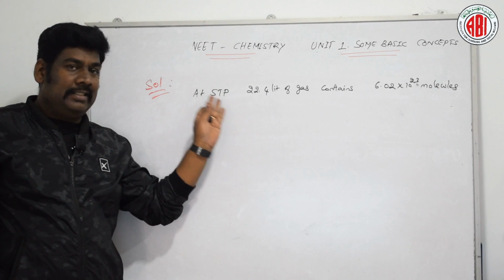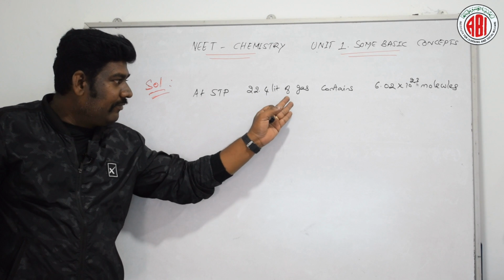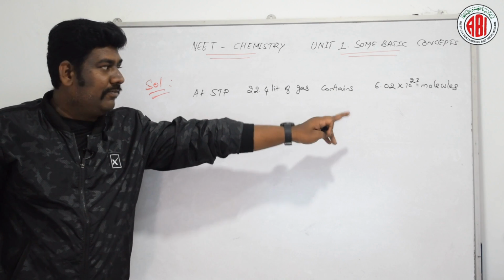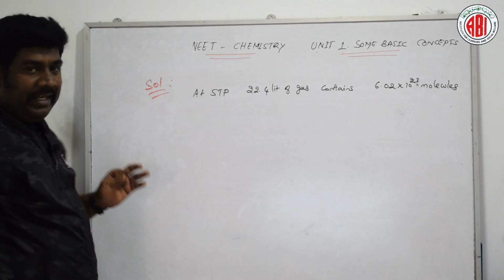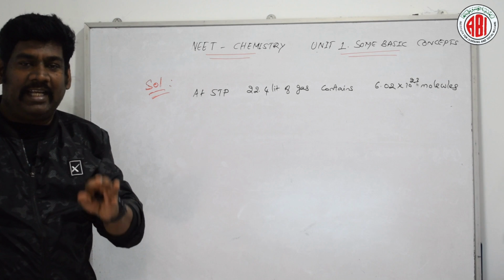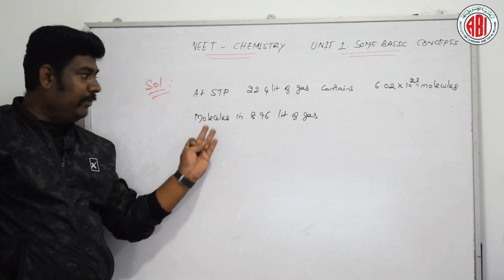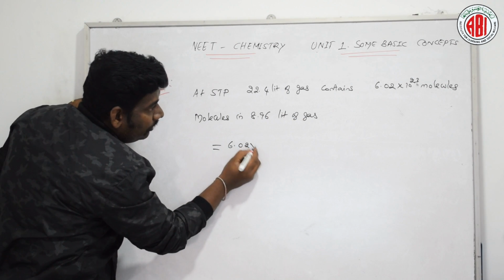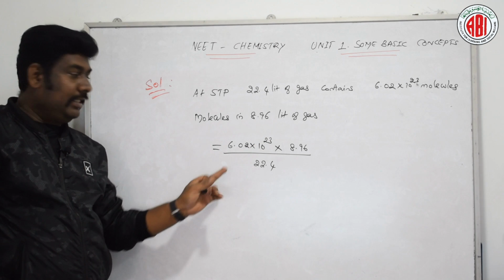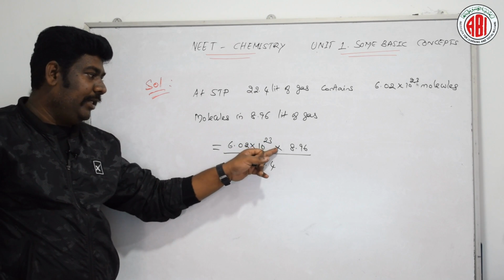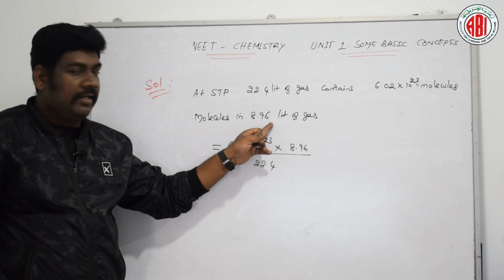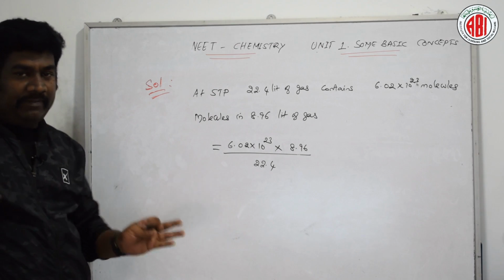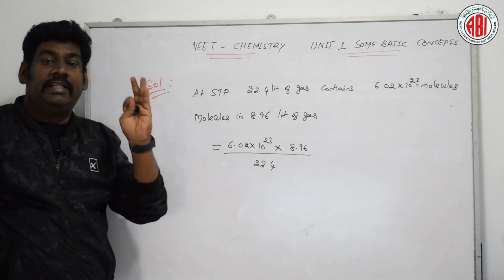So at standard temperature and pressure, 22.4 liters of gas always contain 6.023 × 10^23 molecules. Now let us find the number of molecules present in 8.96 liters of gas. That is 6.02 × 10^23 × 8.96 liters of gas divided by 22.4 liters, the volume the gas occupies at standard temperature and pressure.